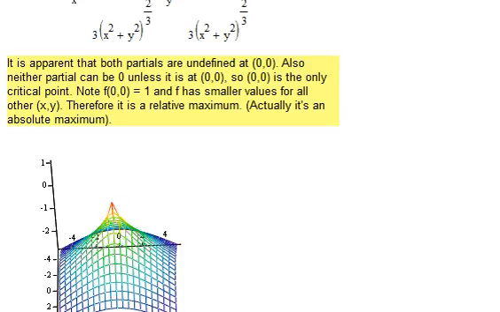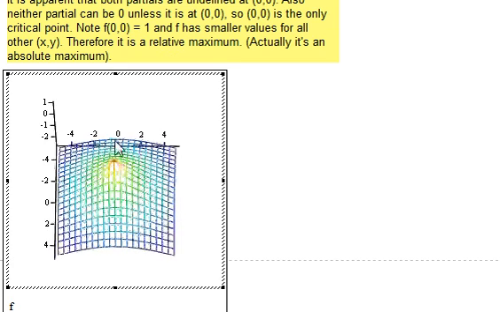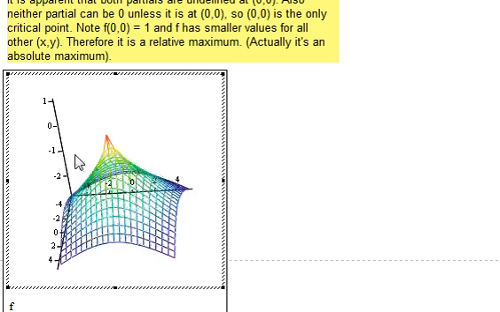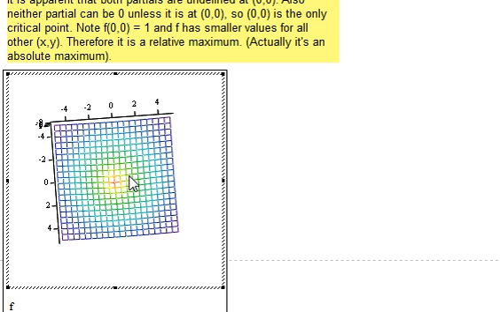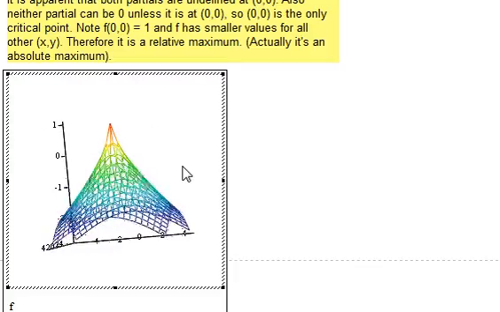And here is a picture of this thing. It kind of has a peak at the point where x is 0 and y is 0, and has a peak value of 1. You can see that from the side.